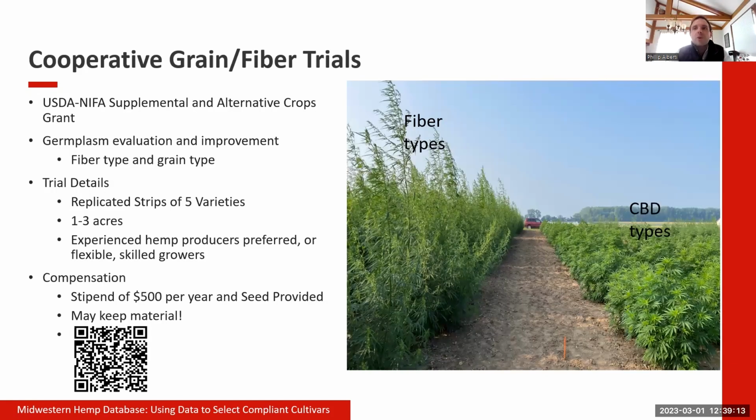Before we move on to Dr. Grunwald, I just want to point out the collaboration efforts that we have and opportunities. So whether you're looking to grow grain and fiber hemp or CBD type hemp, we have a project for you. As part of the Supplemental and Alternative Crops Grant, we are looking for grower cooperators to grow replicated strips of these varieties for us, anywhere between 1 and 3 acres.